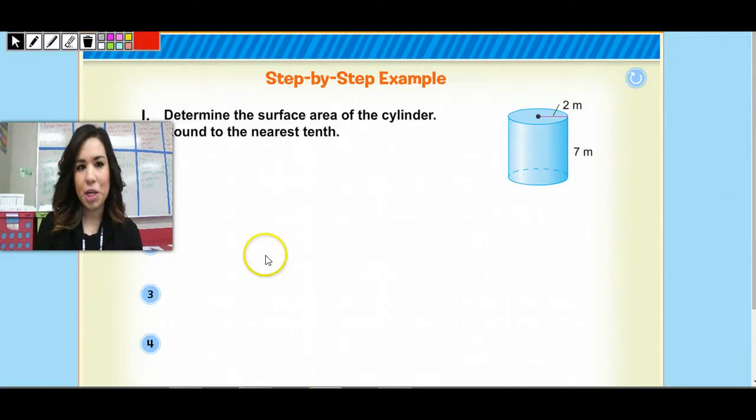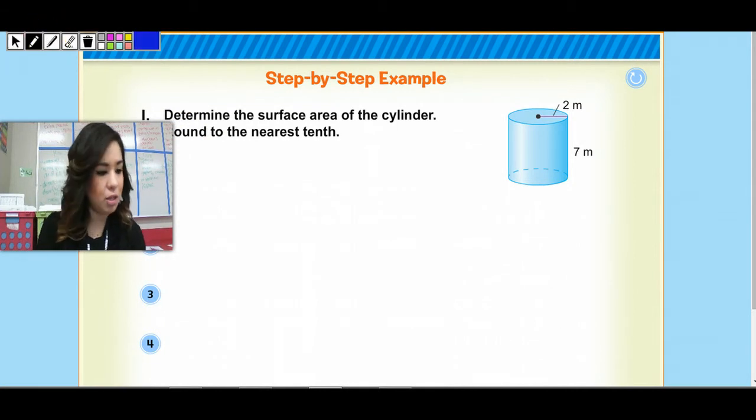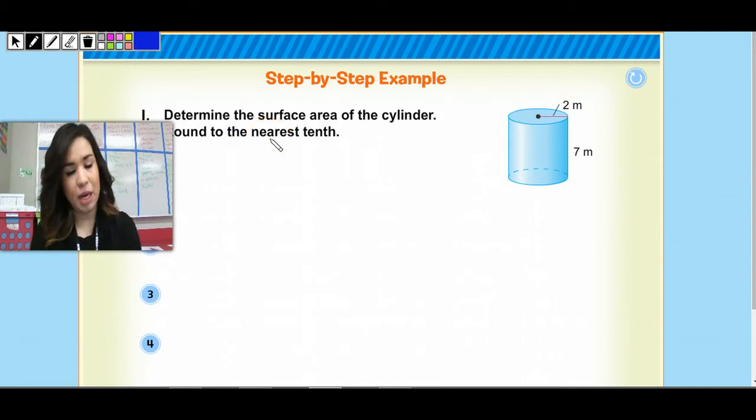Hi guys, in this video we're going to be looking at how to find the surface area of a cylinder. So we have a formula for that. We have two formulas. We have the lateral surface area, which is basically, if I was to shade in this cylinder here, everything that's on the sides.